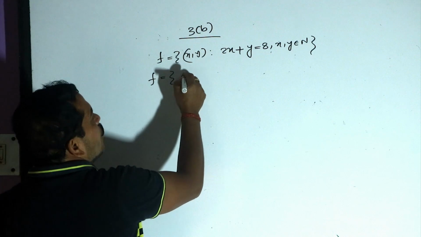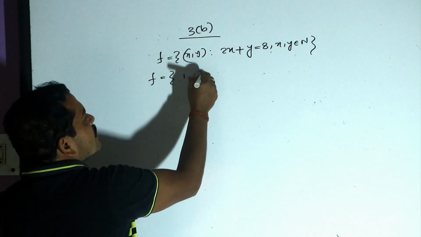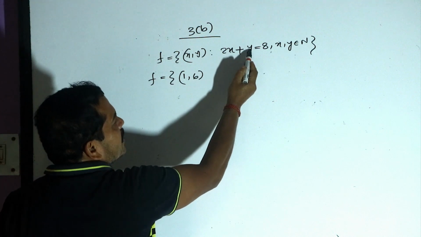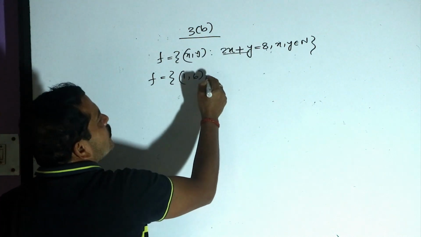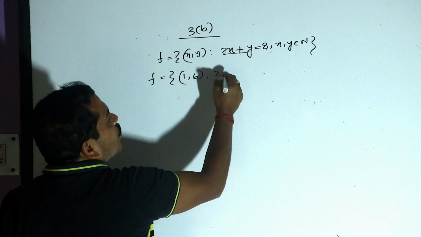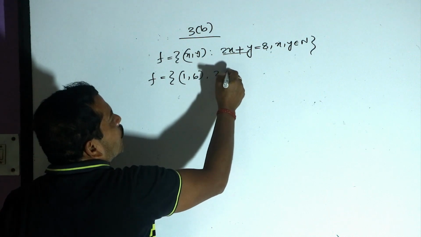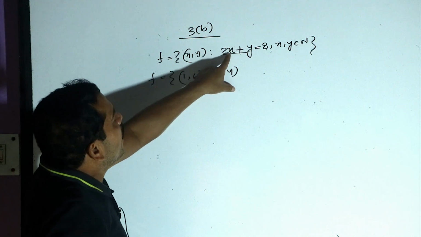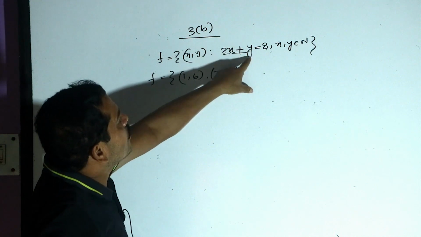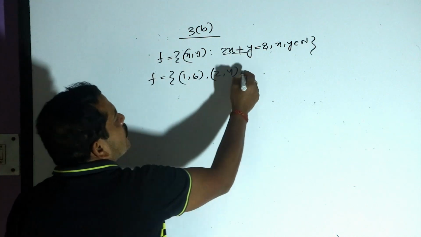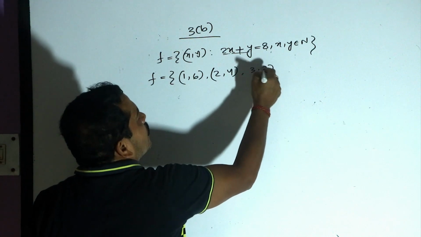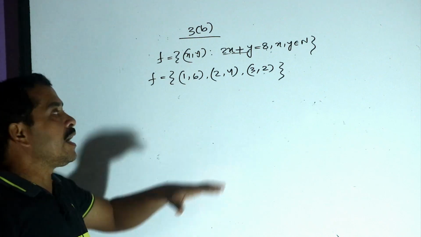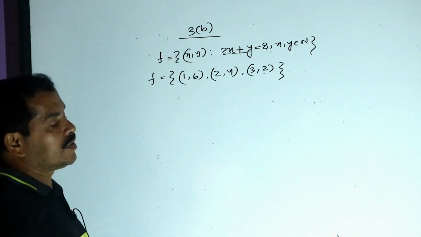First we take (1, 6), because if x is 1, then y is 6, and it will be 8. Next (2, 4). If we take 2 into 2, 4, plus 4, that is 8. Next (3, 2). This is the set of elements for this relation.